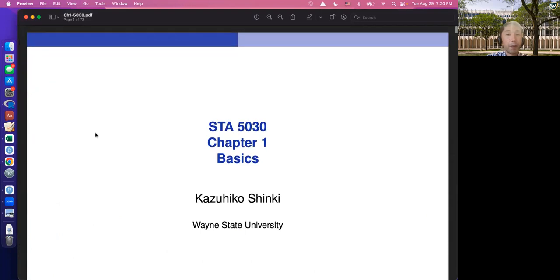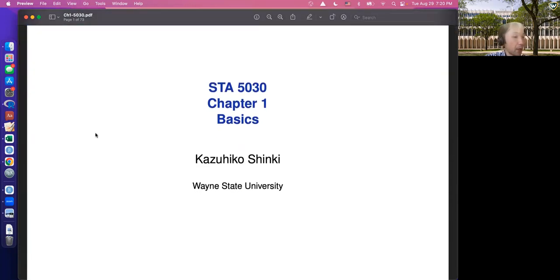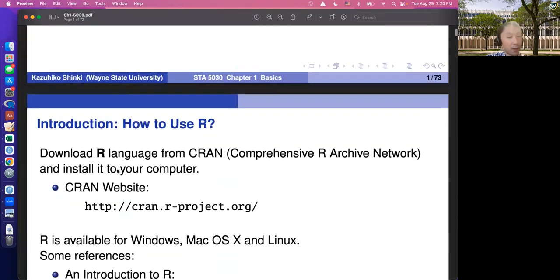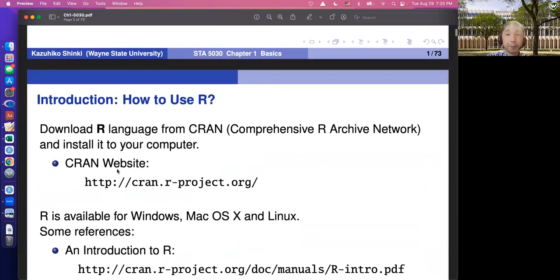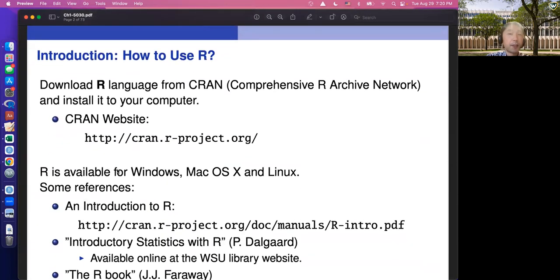Yeah, so chapter 1, basics. So after the first 2 chapters, basically you can use R for basic objectives. Okay, at first the introduction.